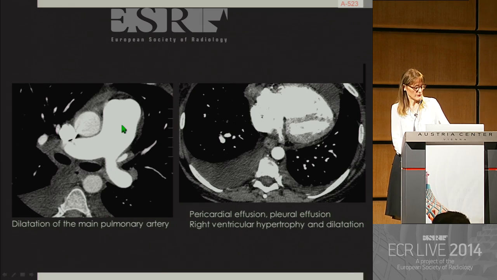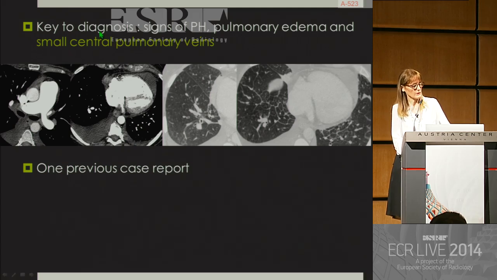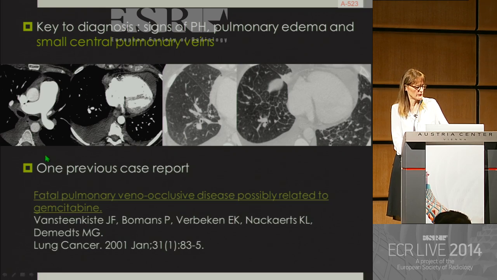And the other signs are those related to pulmonary hypertension: enlarged main pulmonary artery, pericardial effusion, right ventricular hypertrophy and dilatation. And I think that a good key to diagnosis is the combination of signs of pulmonary hypertension, signs of pulmonary edema, and small central pulmonary veins. So the patient was treated by gemcitabine, but I only found one previous case report, so maybe it's not very frequent as a complication of this treatment.